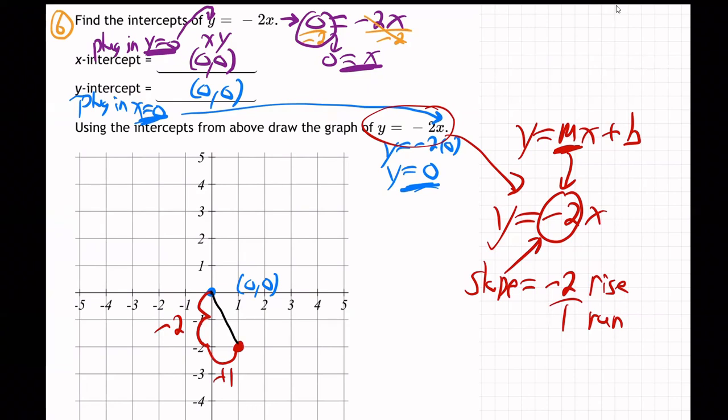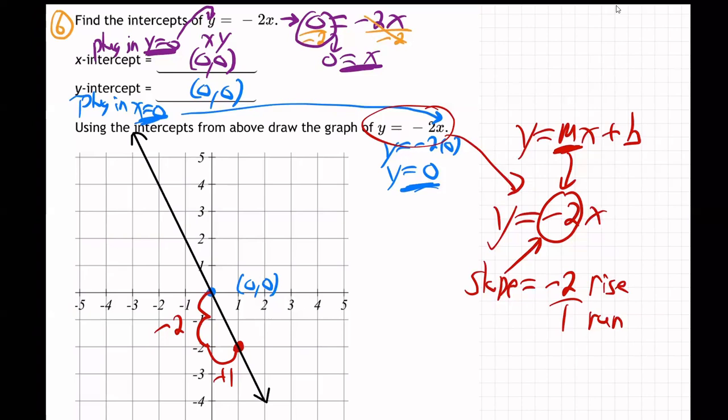And now we just connect the two dots. And we got our graph. Oh, I should do a little better line than that. Try again. There we go. And there's our line.